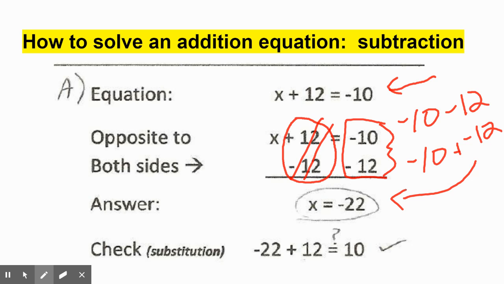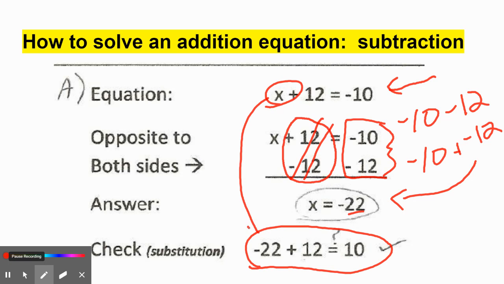So again, the check right here, and remember, the check is just take what you got for your x and put it back into where x was there. And there's your x, negative 22. Now, when I add negative 22 and 12, do I get negative 10? And yes, I do get negative 10, because that's what it says I should get up above there.